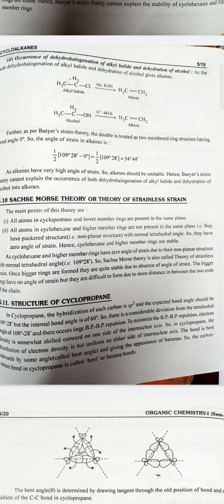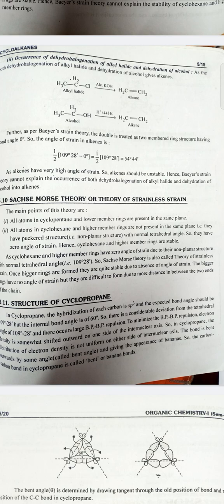Sachse-Mohr theory of strainless rings. The main points of this theory are: number 1. All atoms in cyclopentane and lower membered rings are present in the same plane. Number 2. All atoms in cyclohexane and higher membered rings are not present in the same plane, that is, they have a puckered, non-planar structure with normal tetrahedral angle, so they have zero angle of strain. Hence, cyclohexane and higher membered rings are stable.